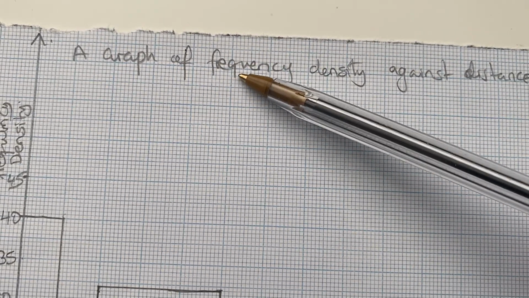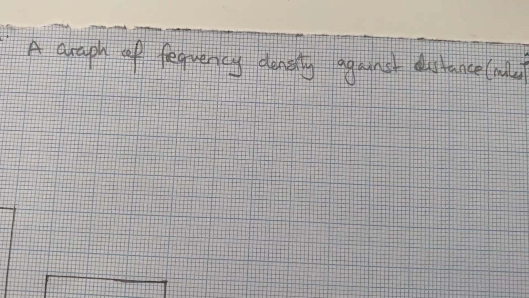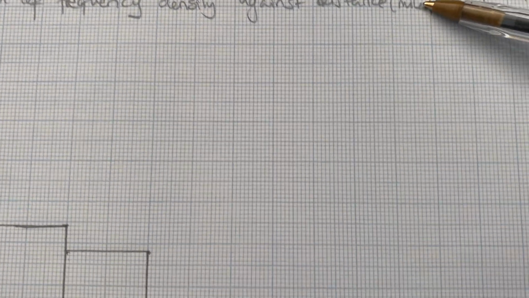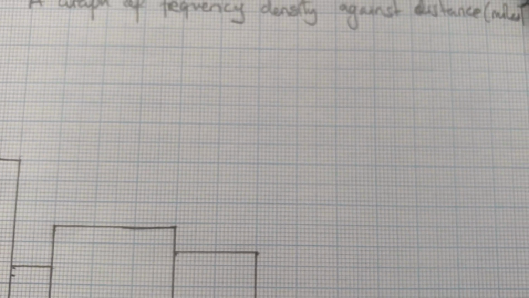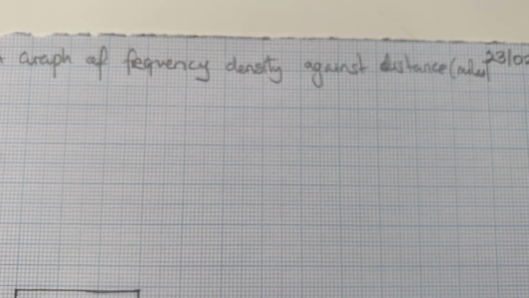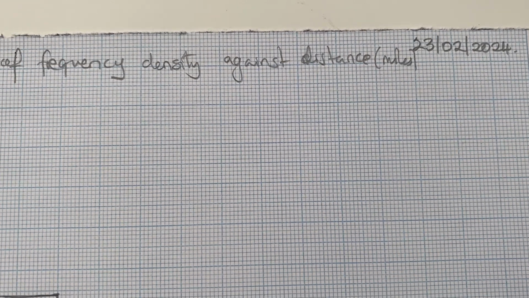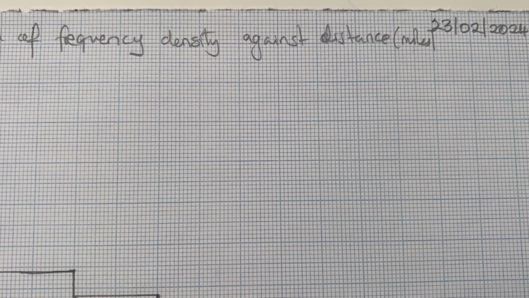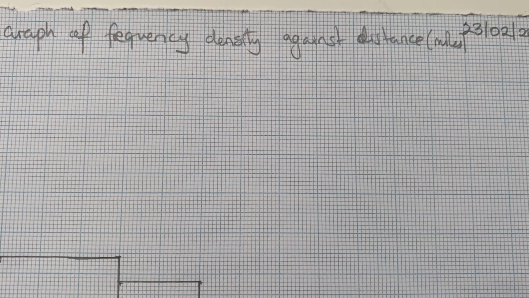I have a title, a graph of frequency density against distance in miles. And then I have my axis. I've labeled my dates here, to reference if I have to use this table to help somebody.